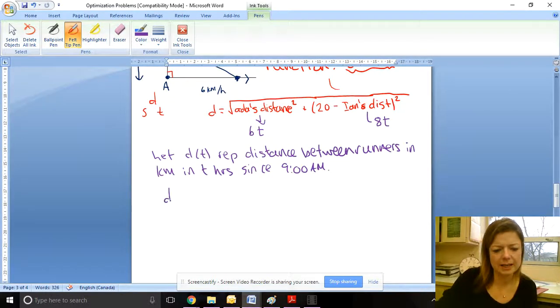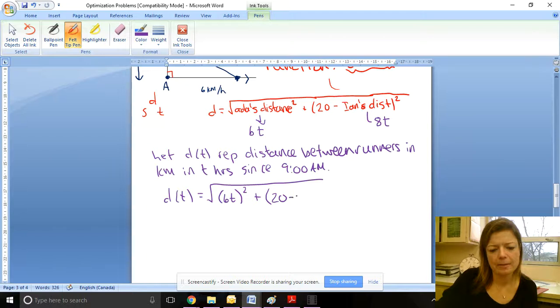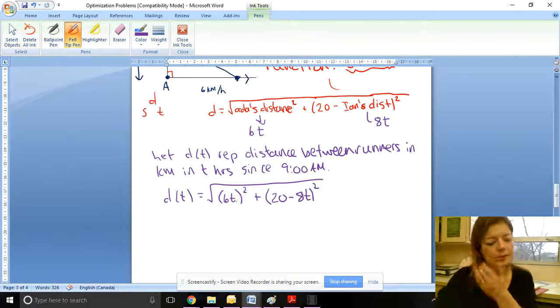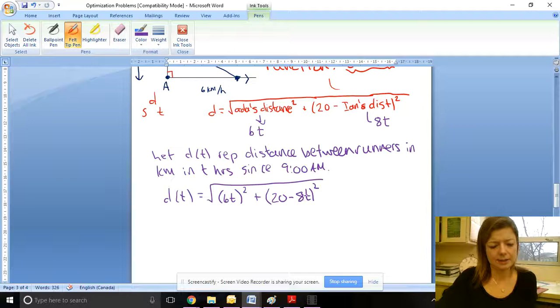So d of t is the square root of Ada's distance, which is 6t, all squared, plus that other little section, which is 20 minus Ian's distance, which is 8t, all squared. So this is just the Pythagorean theorem, where we have the two distances.